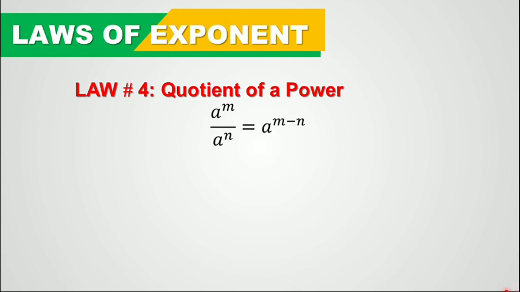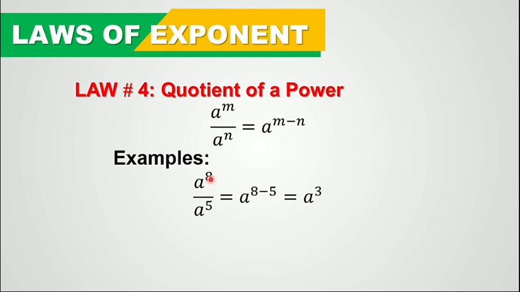Now let's proceed to the fourth law of exponent. This is also called the quotient of a power. Now, if you are going to divide a variable with the same base but different exponents, all you have to do is copy the base and then subtract their exponents. So let's try this example. For example, a to the power of 8 over, or divided by, a to the power of 5.